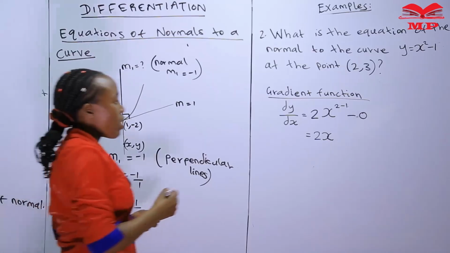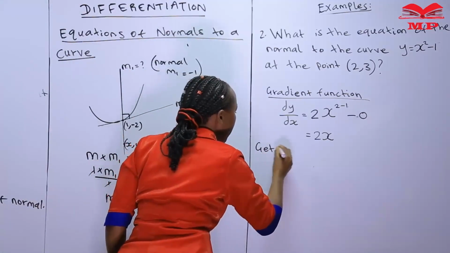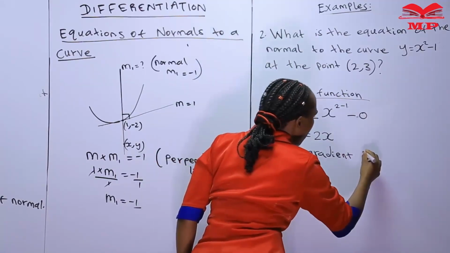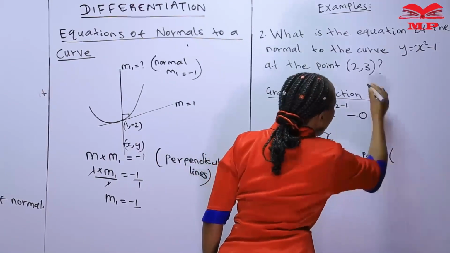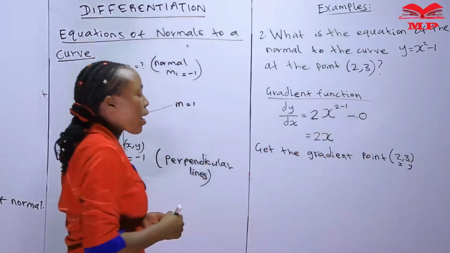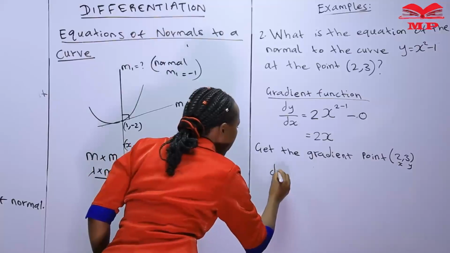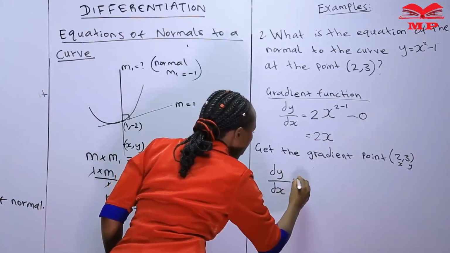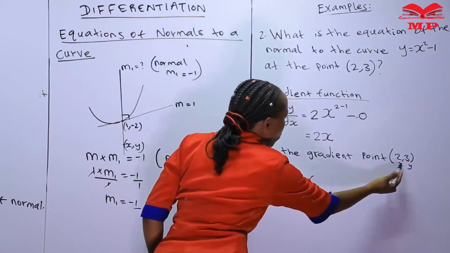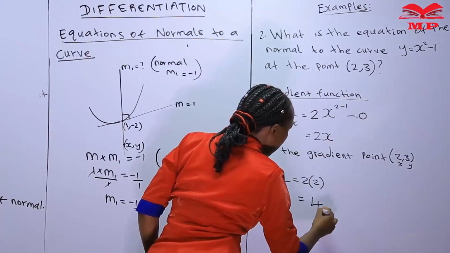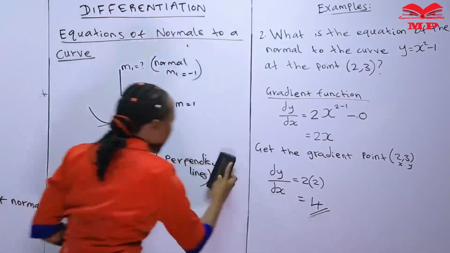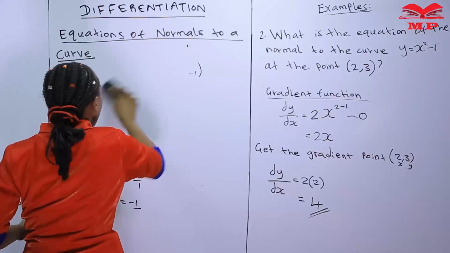Then we need to get the gradient at the point which we are given as (2, 3). So we have the coordinates x, y. Our dy/dx, which is now the gradient, will be equal to 2 multiplied by the value of x, which is 2, and therefore our gradient is 4. That is now the gradient of the tangent.